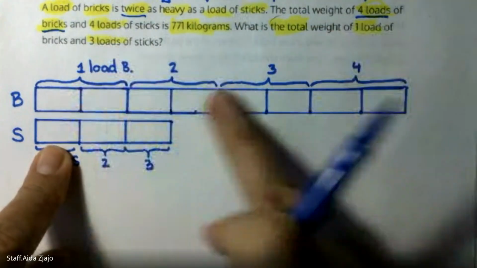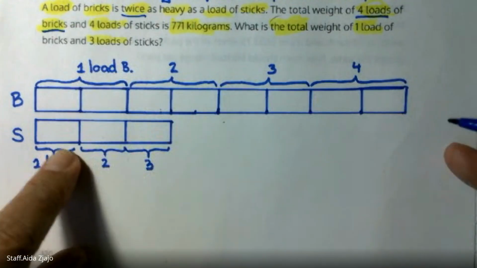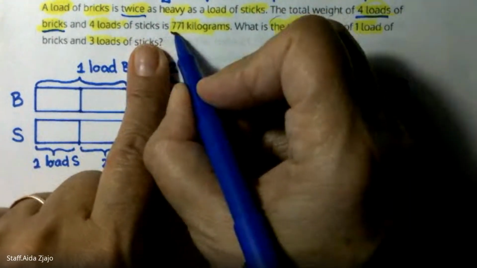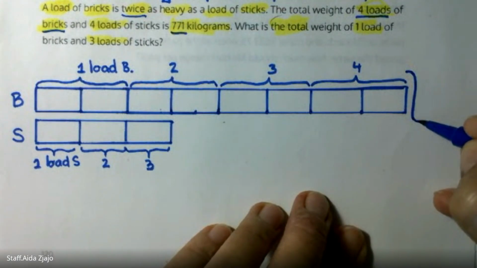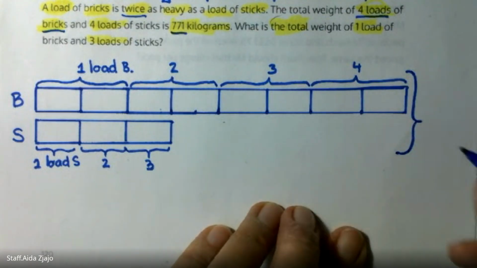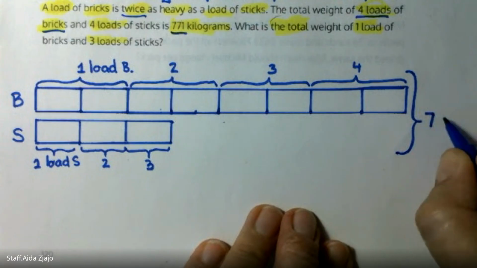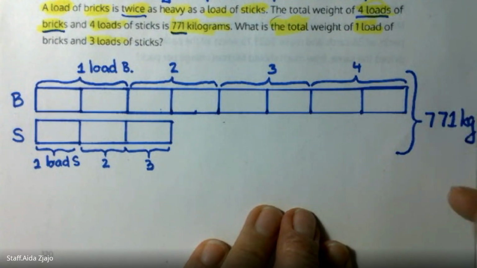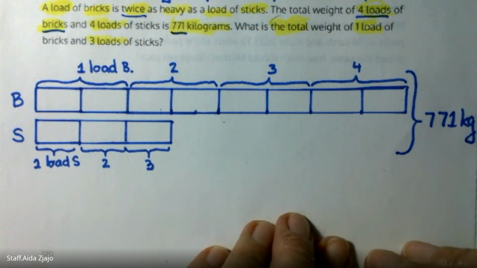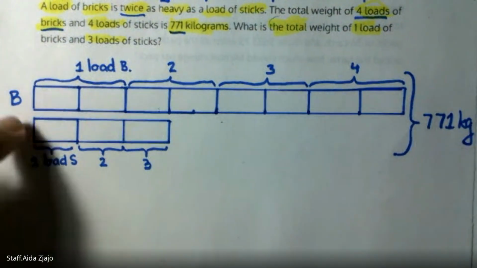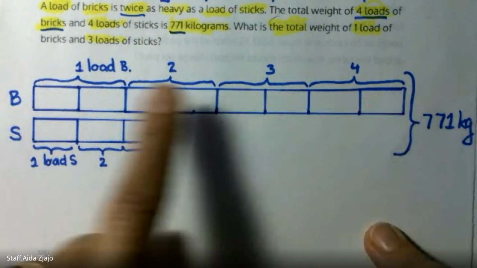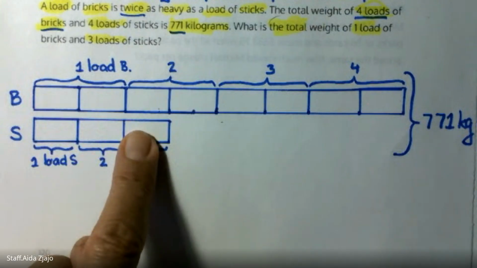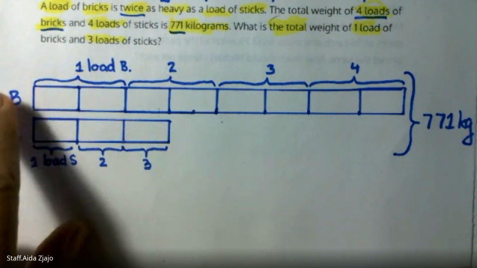These 4 loads and these 3 loads together make 771 kilograms. So I can see that all that together will equal 771 kilogram. Okay, so now you look and you count 1, 2, 3, 4, 5, 6, 7, 8, 9, 10, 11. Okay, so something is wrong.